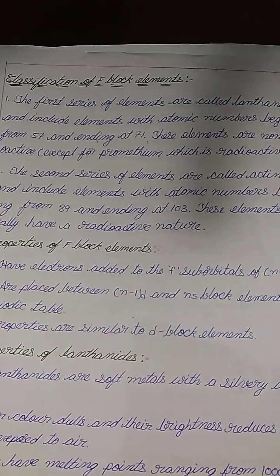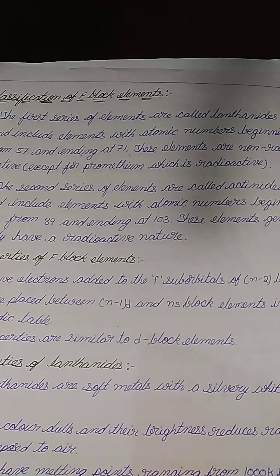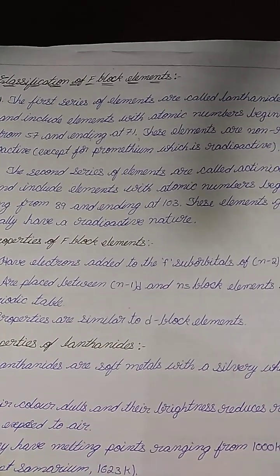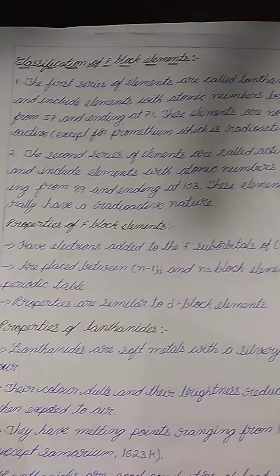Properties of F block elements: the electrons are added in the F suborbits of the n-2 level, which are placed between the (n-1)d and ns blocks of elements in the periodic table. Properties are similar to those of d block elements.